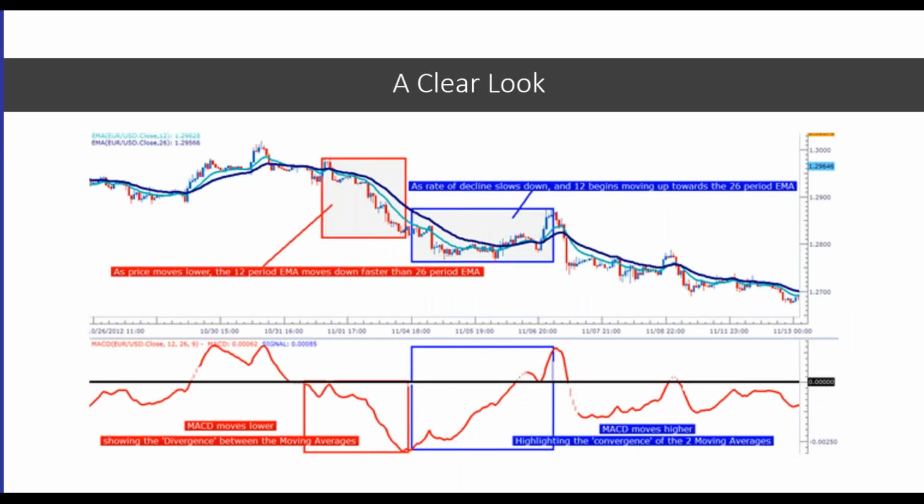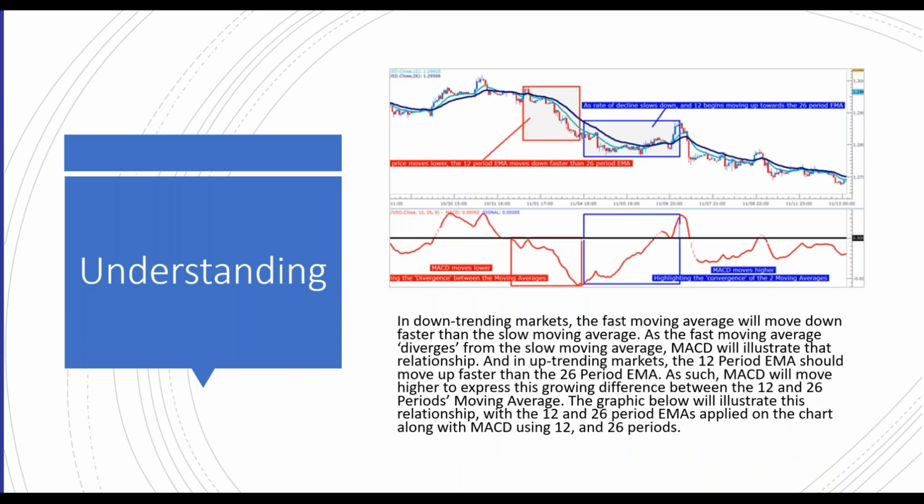Now, MACD is perhaps the best all-around study available. In downtrending markets, the fast-moving average will move down faster than the slow-moving average. As the fast-moving average diverges from the slow-moving average, the MACD will illustrate that relationship. And in uptrending markets, the 12-period EMA should move up faster than the 26-period. As such, the MACD will move higher to express the growing difference between the 12 and the 26.